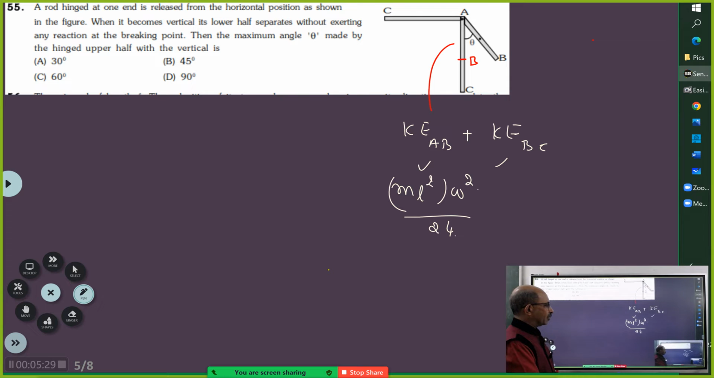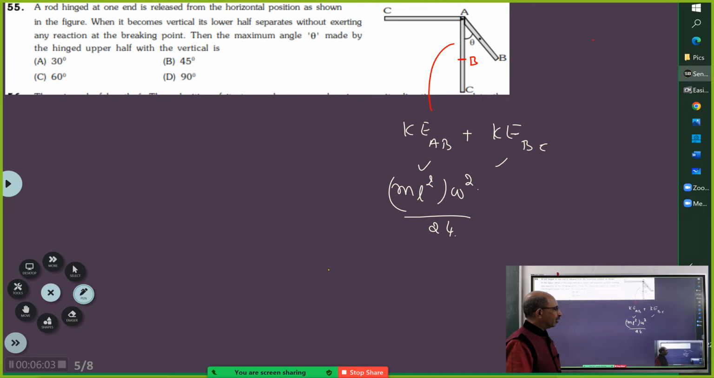Sir, when the rod broke, we had L by 2 length left. We know the moment of inertia of a straight rod of length L, but now it is L by 2 length, so ml square by 3 will become... 2 2s are 4, 4 3s are 12. And where did you get 24? Sir, that we will get from half I omega square.